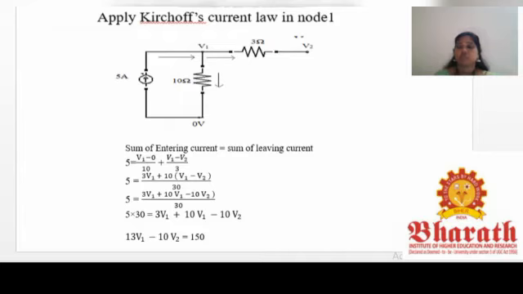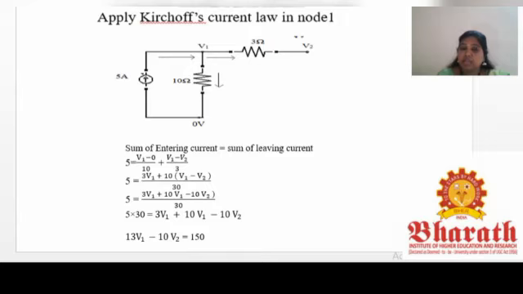So what is our Kirchhoff's current law? Sum of entering current will be equal to sum of leaving current. See here, for node 1, the elements connected are a 5 ampere current source, a 10 ohm resistance and a 3 ohm resistance. The 5 ampere current source is one element with two terminals. One end is connected with node 1, and the other end is connected with the reference node.